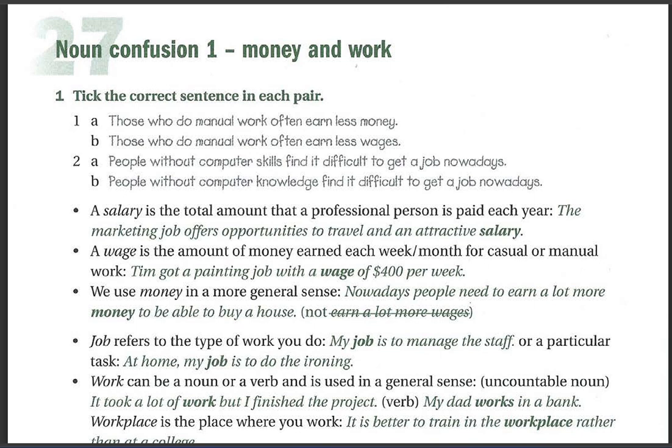Noun confusion part 1. Now is the time to talk about nouns. Okay, the verb is finished and let us start with a noun. And the subject about money and work. Look at part 1. The correct sentence in each pair. 1. Those who do manual work often earn less money. Those who do manual work often earn less wages.